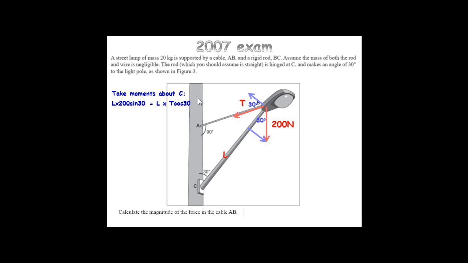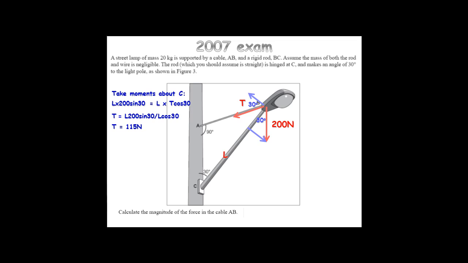So anti-clockwise versus clockwise, we have the length, which is just length L, times 200 sine 30, and that has to equal length L times T cos 30. Now, conveniently, both acting through the same point, therefore, when we do a bit of a division, the L's are going to cancel out. 200 sine 30 divided by cos 30, they cancel down. We find that the tension is 115 newtons. So that's a pretty tough question for this topic, but it does highlight some of the ways that we can use moments to calculate that.